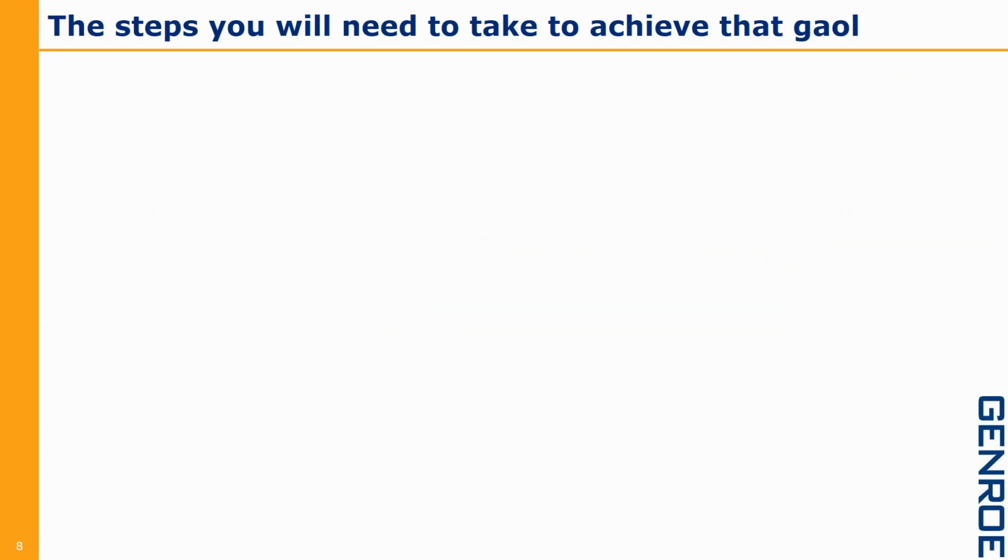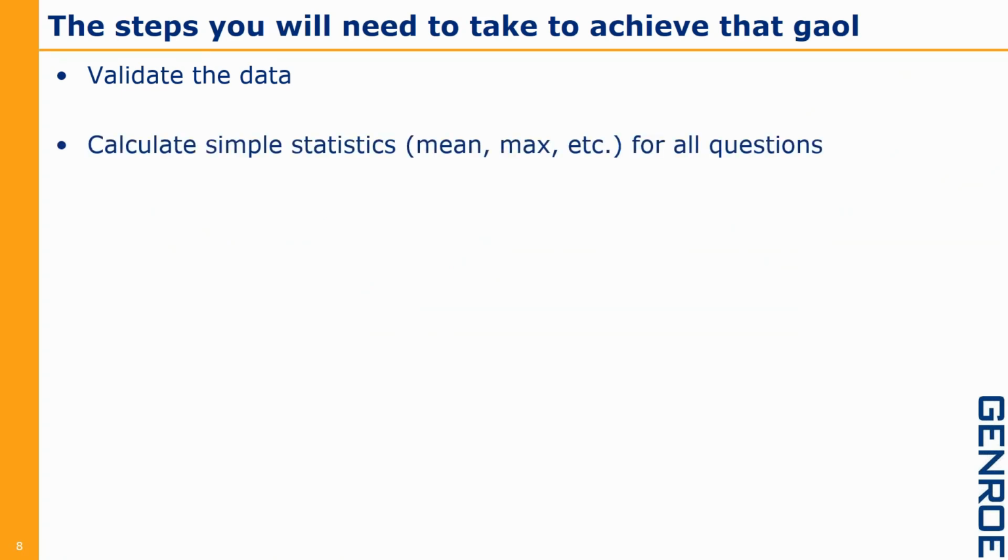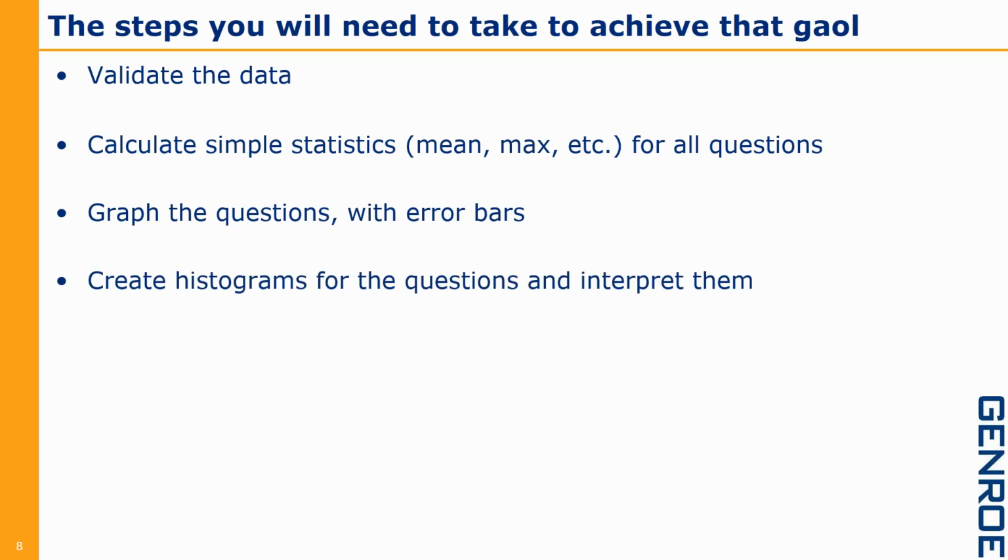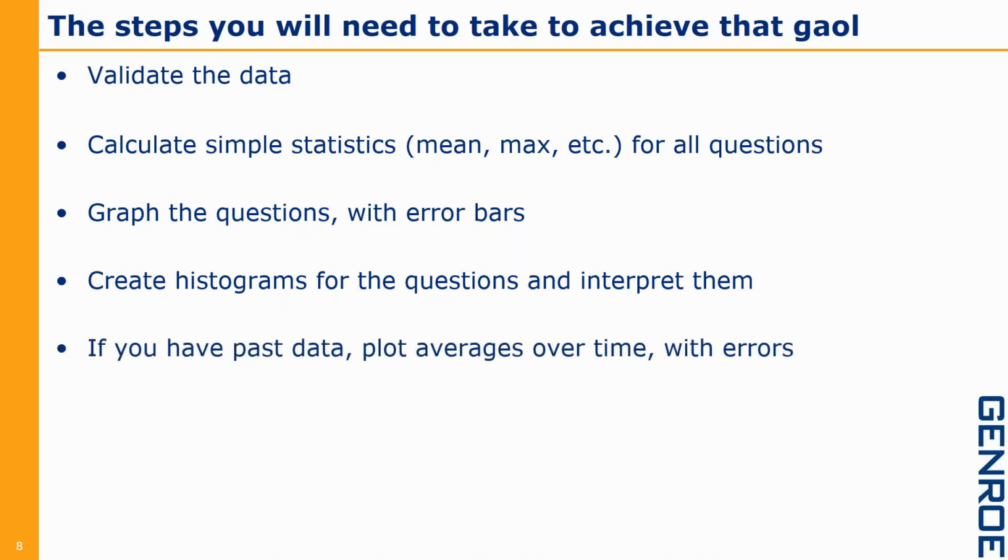All right. So what steps do we need to take to achieve that survey analysis plan that we talked about? Well, the first thing we need to do is validate the data that we have. We also need to calculate some simple statistics for all of the questions. We need to graph the questions with some error bars, and we'll talk about how to do that. We're going to want to create histograms. So it's good to see some people doing histograms. Histograms are really interesting to do because they can just give you a really quick understanding of what the data looks like.